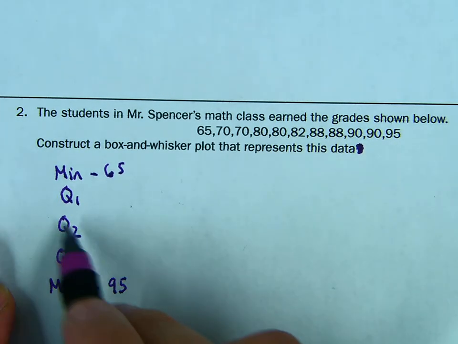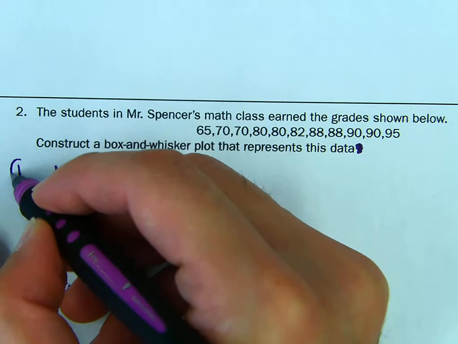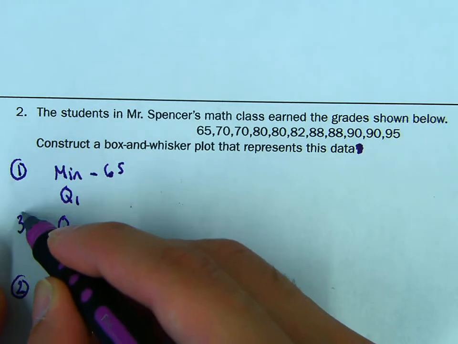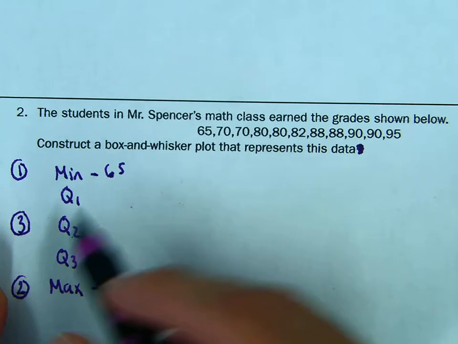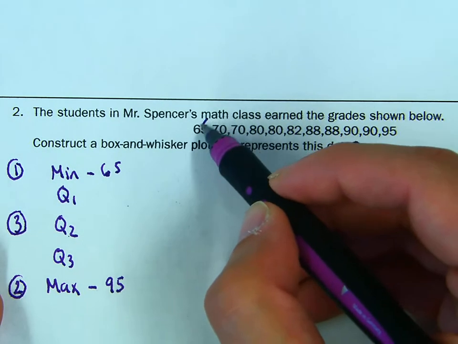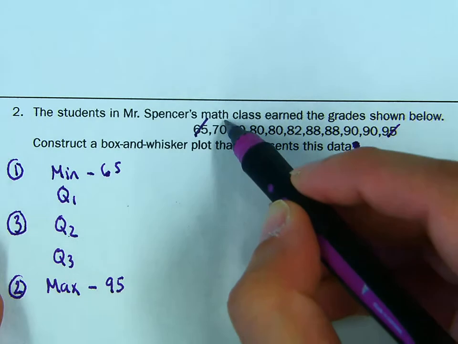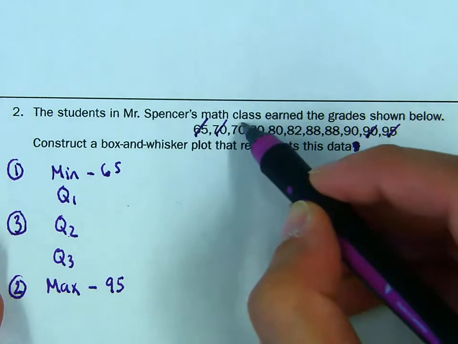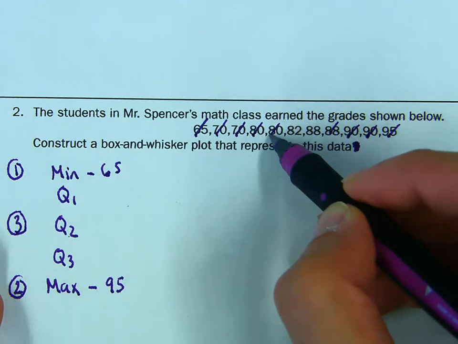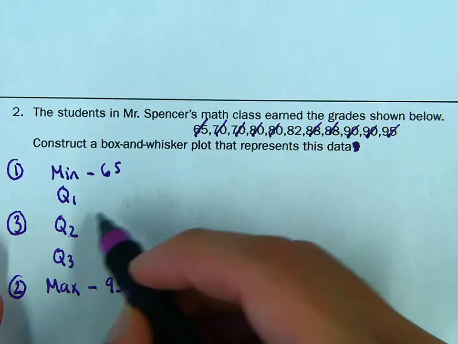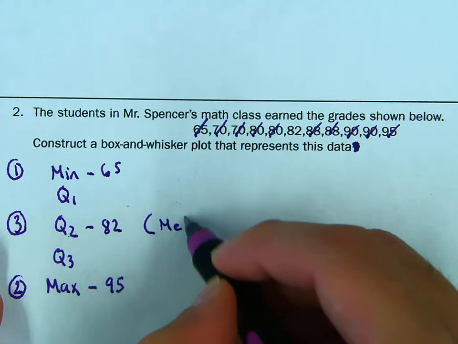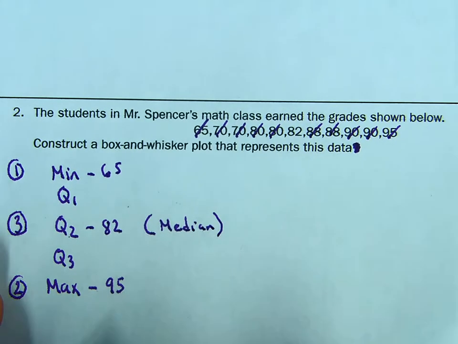Now, how do I play that game? This is what I should do first, this is what I should do second, and this one I should do third. Let's find Q2. How do you find Q2? You play your favorite game. Cancel this one, cancel this one, cancel this one, cancel this one, cancel this one, cancel this one. This one, this one, this one, this one, bam. 82 is what we call the median. It's the middlemost number, okay?